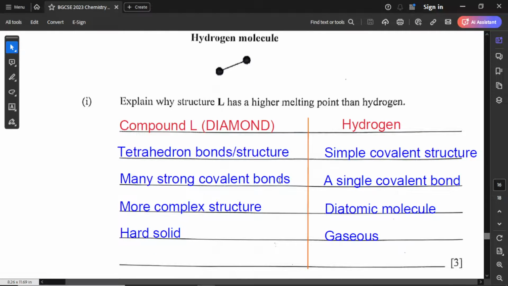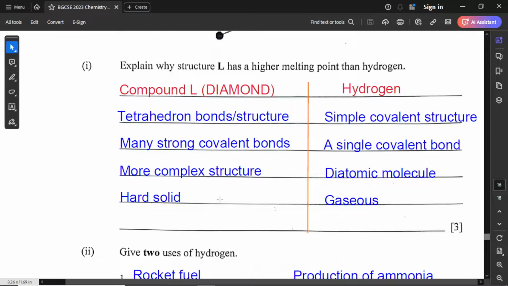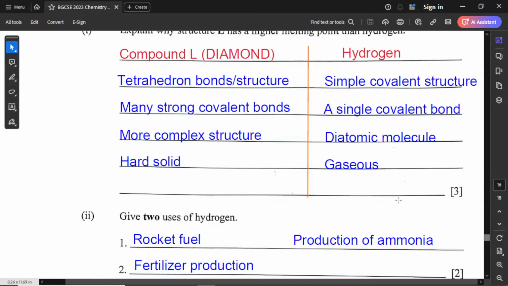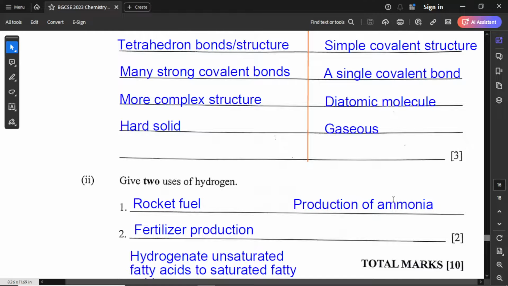We have many strong covalent bonds within diamond. However, we only have a single covalent bond in the hydrogen molecule. Again, diamond is a more complex structure, and hydrogen is simply a diatomic molecule. Also, diamond is a solid while hydrogen is a gas, and a solid requires a higher temperature to melt compared to a gas.